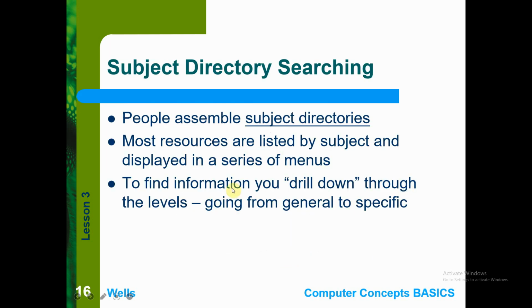Now, for subject directory searching, as mentioned kanina, they use people or organizations of people to assemble the subject directories. So, most resources are listed by subject and displayed in a series of menus. So, may menu na siya by category. Usually, ang main categories are listed, highlighted in the front page. And then, under it are the subject categories or words or phrases that are related to your main category.